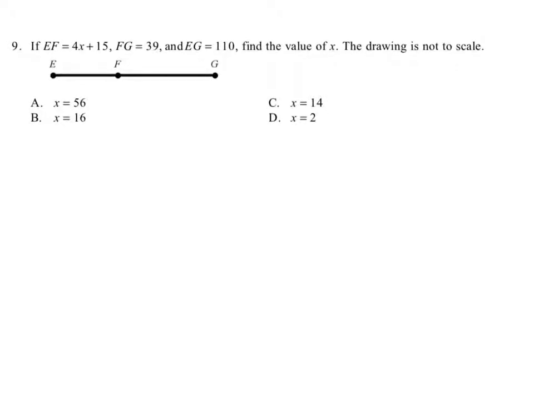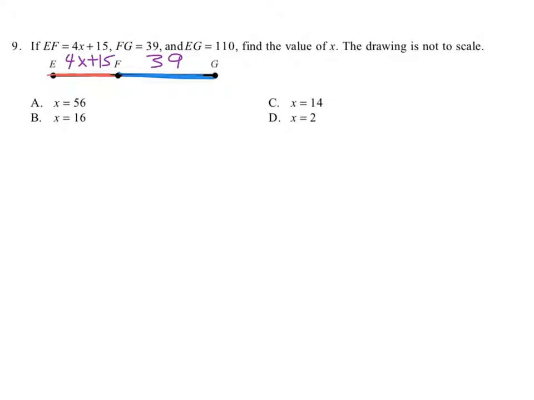Okay, so EF, which is right here, is described as 4x plus 15. Its length in algebraic terms is 4x plus 15. We don't know exactly what the length is, but FG, which is right here, is 39. We do know that exact length.